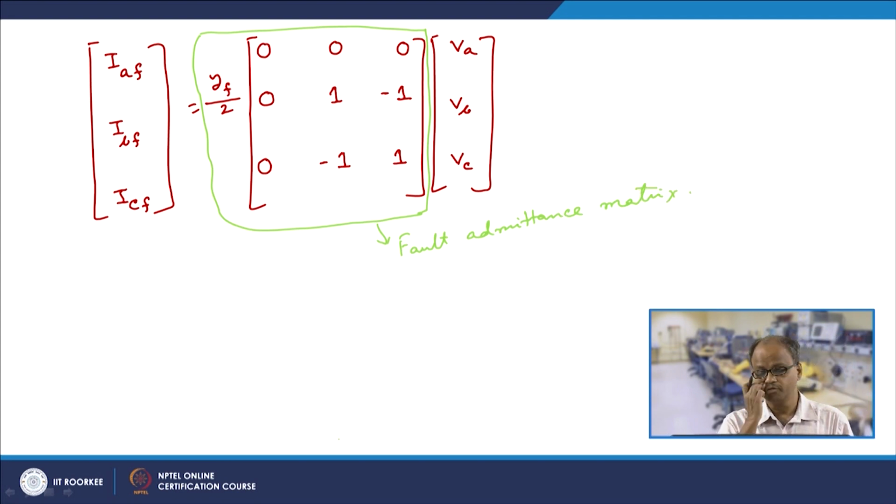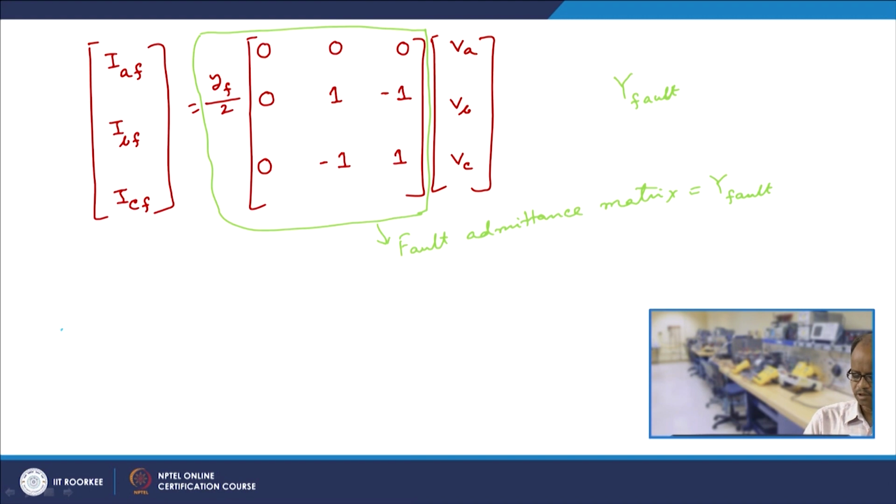Alright, so far we would be only denoting this fault admittance matrix as Y fault. So Y fault is essentially this, the green colored one. Okay, now let us look at another one.